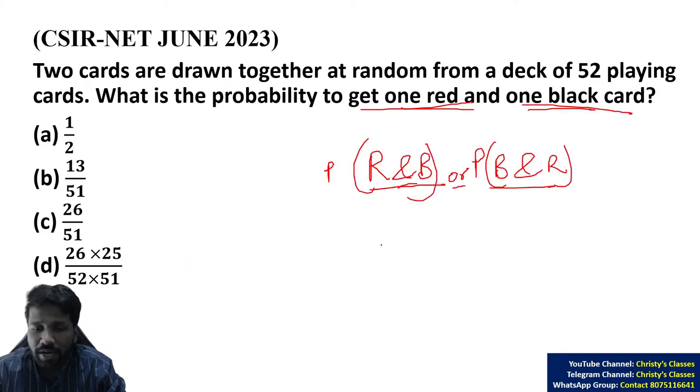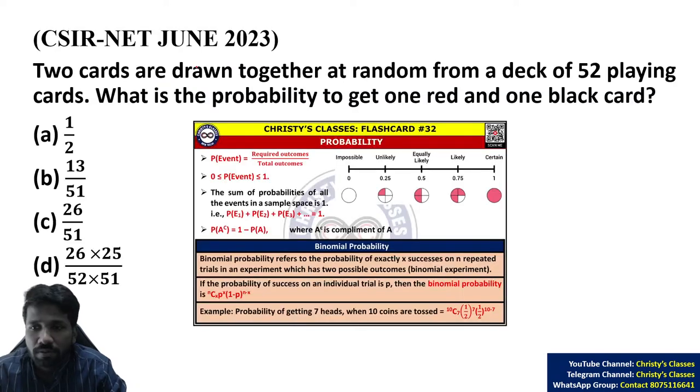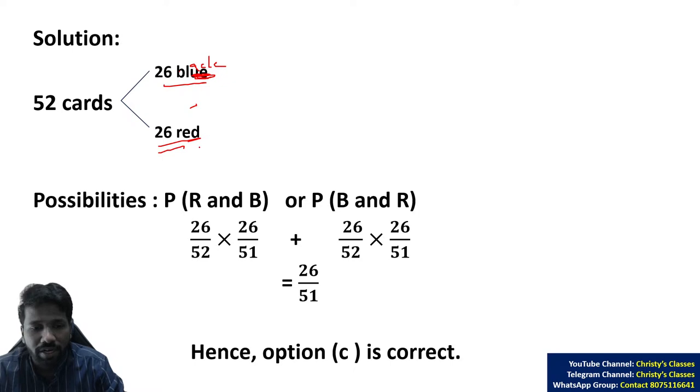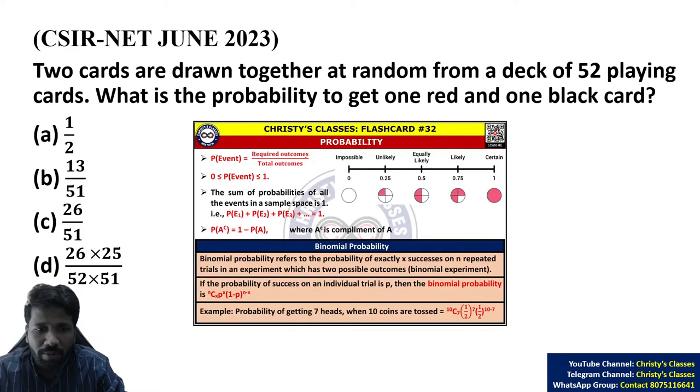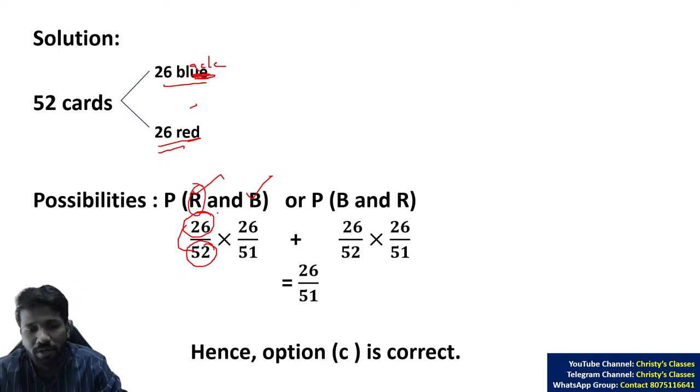So, first one red, second one black. You should know that 52 cards mein aadha red aur aadha black hai. 26 black aur 26 red hai. So probability ka basic definition ye hai, required outcome divided by total outcome. Required outcome kitna hai? Red milna, 26 cases hai, out of total 52 cards are there na. So 26 by 52 hoga, first one red milne ka chance.